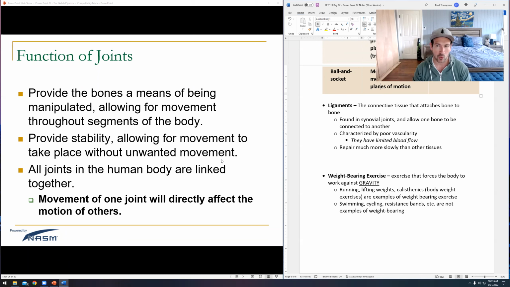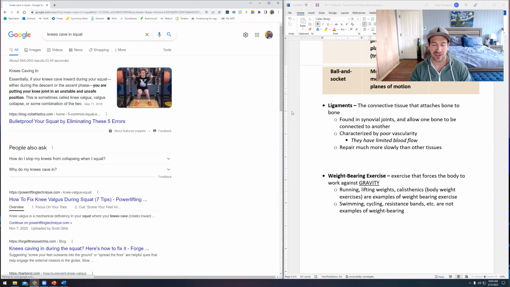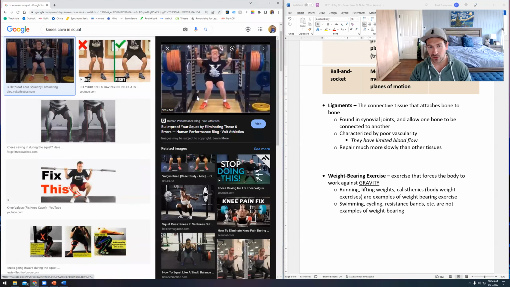That's where all of our form comes from. This is why we care about someone's knees caving in when they're squatting. I do not like that version of a squat. Why? Because it's putting stress on the wrong parts of their bones.